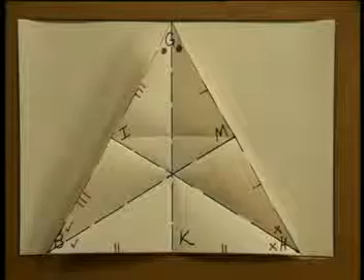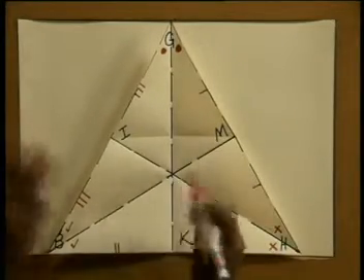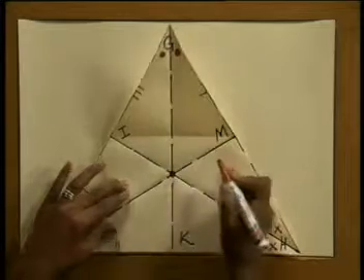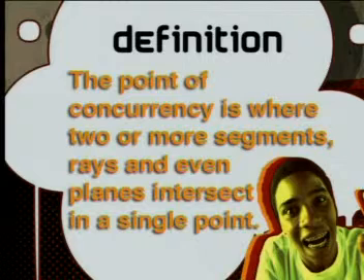Now there's another interesting thing that we can observe. Look at these symmetry lines again. Do you see that the symmetry lines intersect at this point? We will call this point O. The point O is the point of intersection, but it is also called the point of concurrency. Do you remember what concurrency means? Concurrency. The point of concurrency is where two or more line segments, rays, and even planes intersect in a single point.